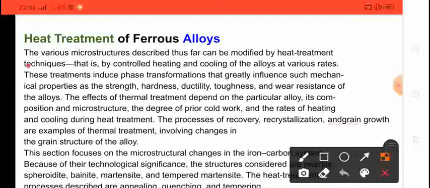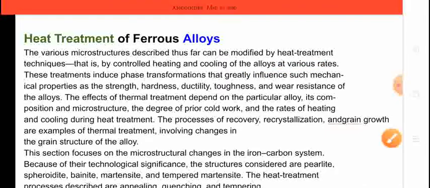The various microstructures described so far can be modified by heat treatment technique, that is, by controlled heating and cooling of an alloy at various rates. This treatment induces phase transformation that greatly influences such mechanical properties as the strength, hardness, ductility, toughness, and wear resistance of the alloy. By performing this heat treatment, we can obtain a desired property in the material.